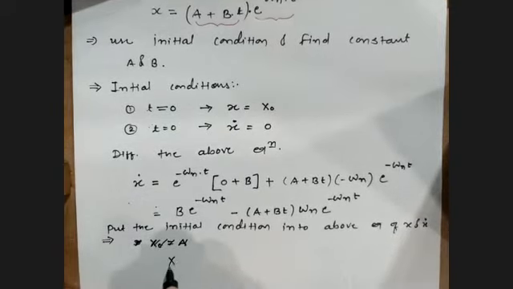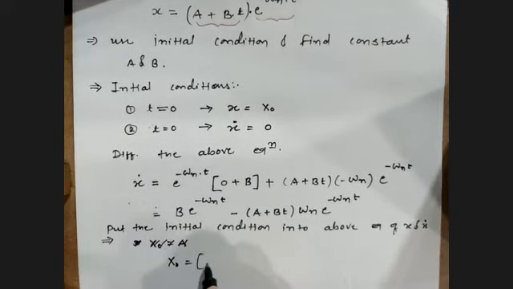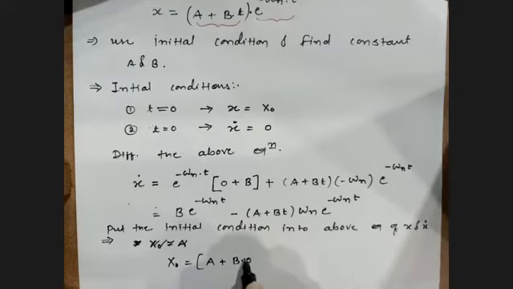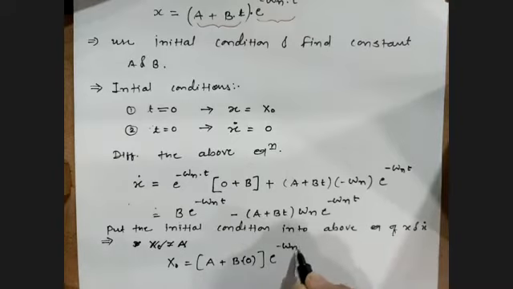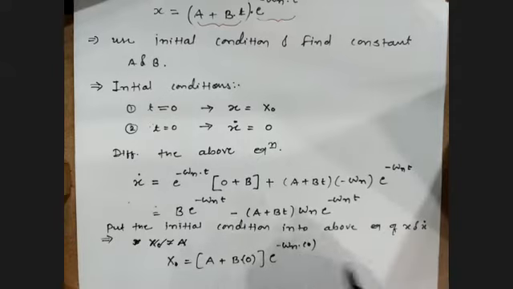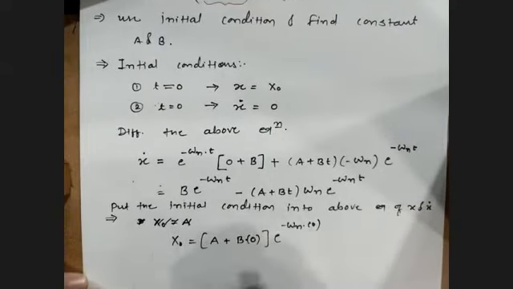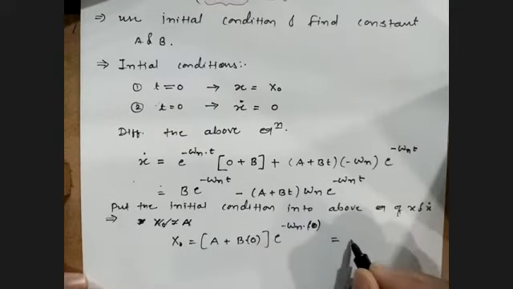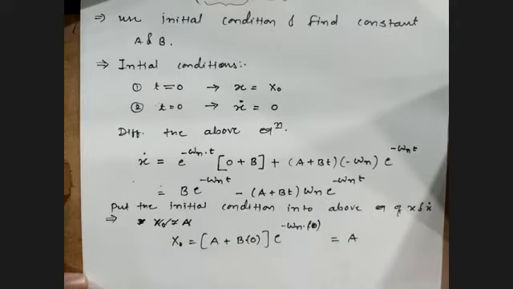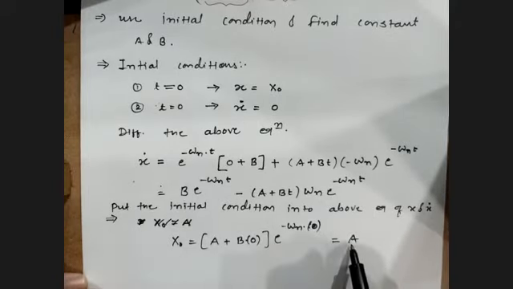Let me do it with the correct steps. Let's say x0 is equal to a as it is, plus b into 0, e to the power of minus omega n into 0. So this term is 0 now. e to the power of 0 is 1, and b into 0 is also 0. So from this we get that this is nothing but a only. So x0, the initial displacement, is your constant a, right?